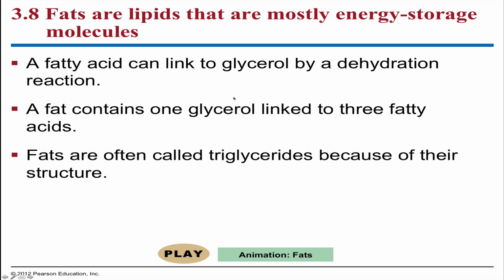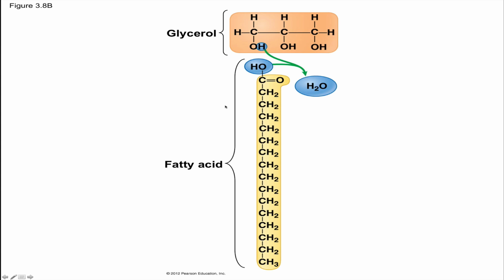So a fatty acid can link to glycerol by a dehydration reaction. Fat contains 1 glycerol linked to 3 fatty acids. Fats are often called triglycerides because of their structure. So if you look over here, this is the glycerol, a 3-carbon molecule. And then you have the functional group over here, this hydroxyl group. And then you have this fatty acid over here, with its hydroxyl group.